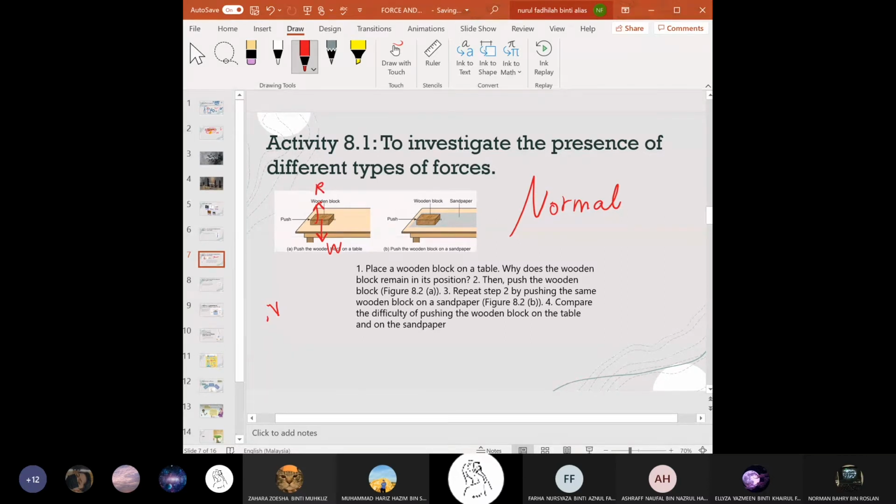If the object remains in its position, we say the object is stationary, not moving. Why? Because the value of R equals the value of W. What is R just now? Normal reaction force. What is W? Weight. Very good. So if the weight is 10 Newton, the normal reaction is also 10 Newton. So that's why when you are asked to draw arrows, you must make sure the length of the arrow is the same.